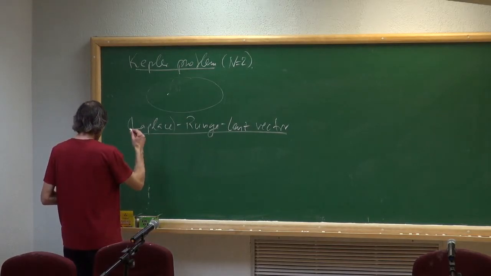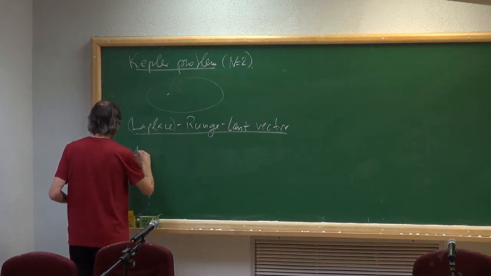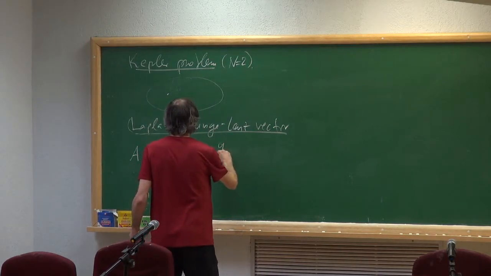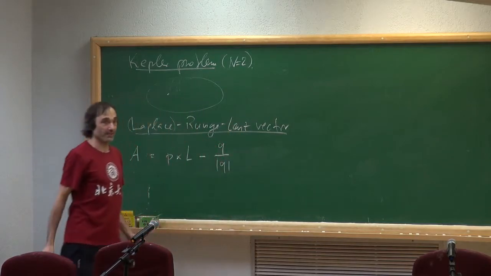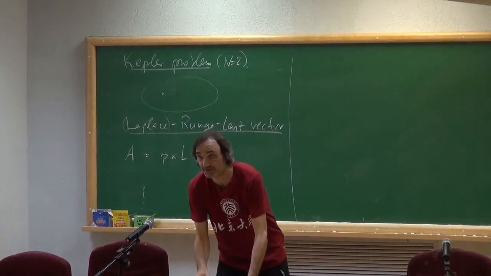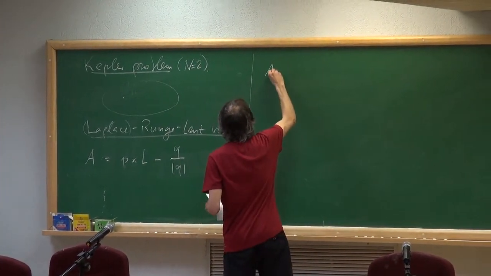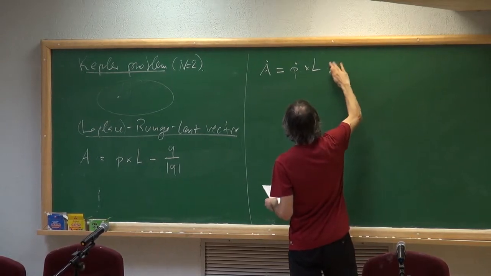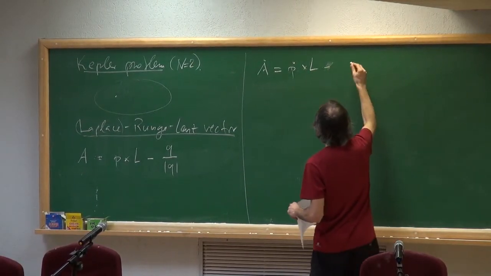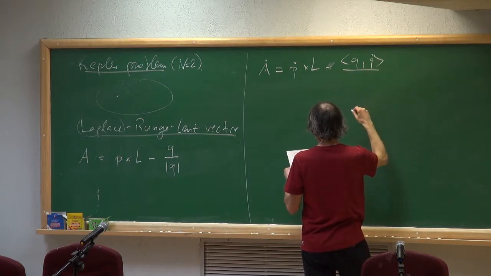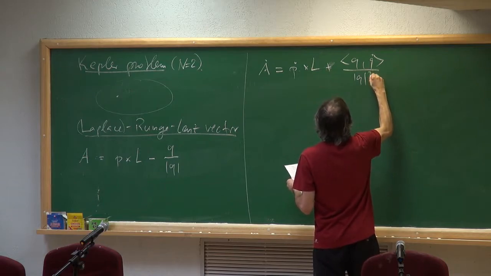So this is the following. Let's call it A. It's a vector-valued quantity, and it's defined as momentum times angular momentum. Let me get the sign right. Minus position divided by its absolute value. And so let's check that this is in fact a constant of motion. So we just take the time derivative. So we have p dot cross L plus, well, L is constant, so there are no derivatives of L. And then we have minus the inner product of q with q dot divided by, and this comes with a plus, |q| cubed times q.